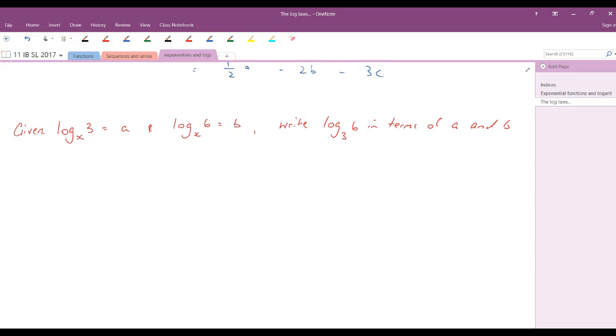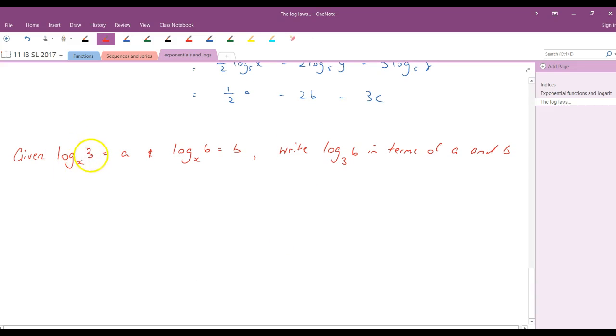Excellent. Maybe another example. Okay, our final example is on the screen. Given that log base 3 of x equals a and log base x of 6 is equal to b, write this in terms of a and b. Okay, now our base here is 3. I want to change it to x, so can we write this? That's log base 3 of 6. We can write that as log 6 over log 3, and I can write whatever base I want here. Let's go with base x because that's what I've got for a and b, and log base x of 6 is b, and log base x of 3 is a, so we're done.